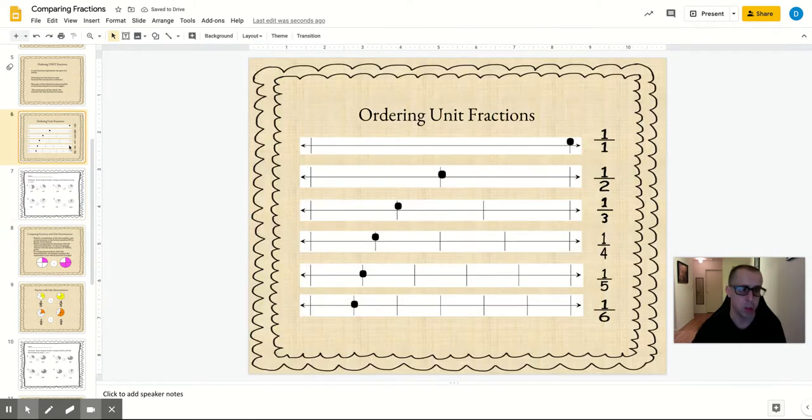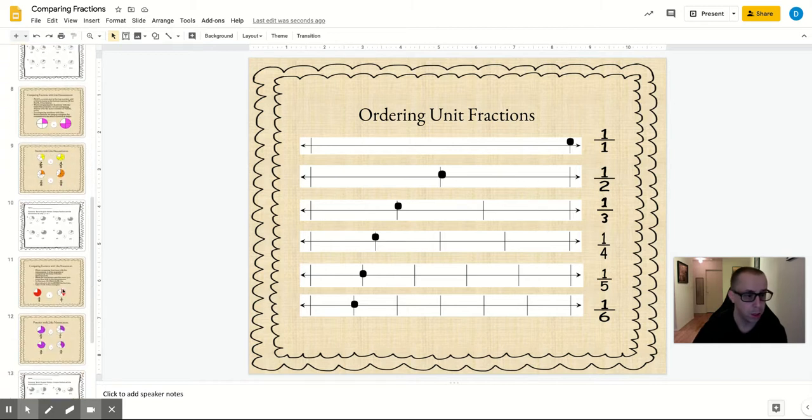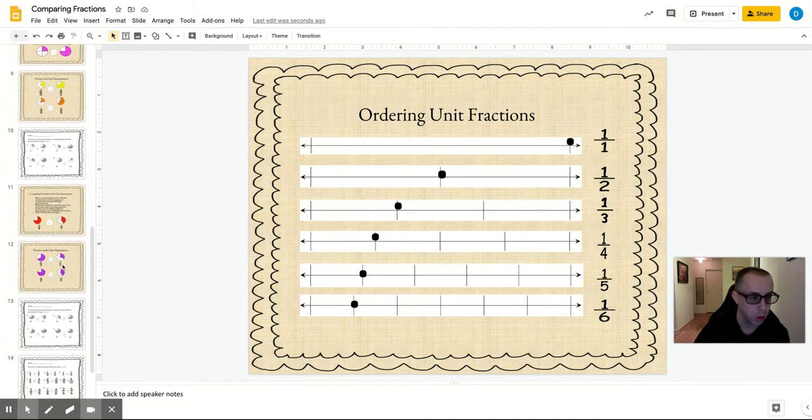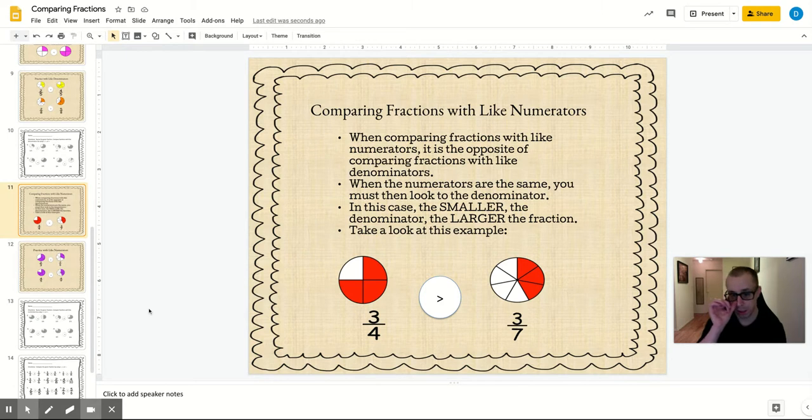And this especially helps you to see that as the denominator increases, the fraction decreases. It gets smaller. And this also helps to explain why fractions of like numerators follow this rule as well. So let's go to that next. Fractions with like numerators. We said that when the numerators are the same, it is the smaller denominator that's actually bigger. Fourths and sevenths.